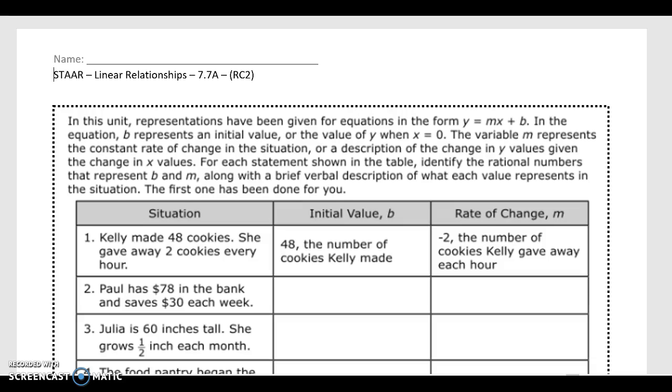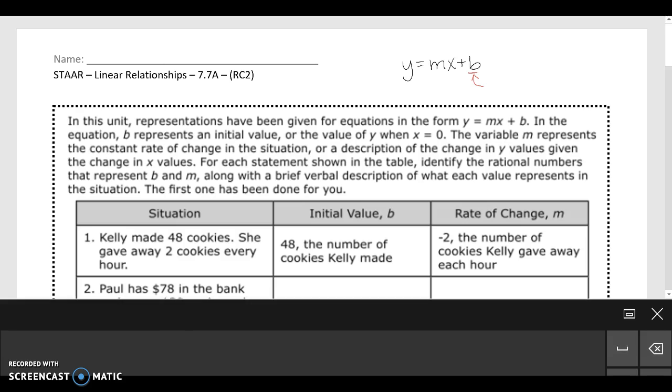The next concept is linear relationships. So if you go look at your formula chart, at the top it says linear equations, and then the first subcategory says slope-intercept form. And there you will see y equals mx plus b. So y equals mx plus b is our linear relationship. And just to remind you guys, b is our y-intercept.